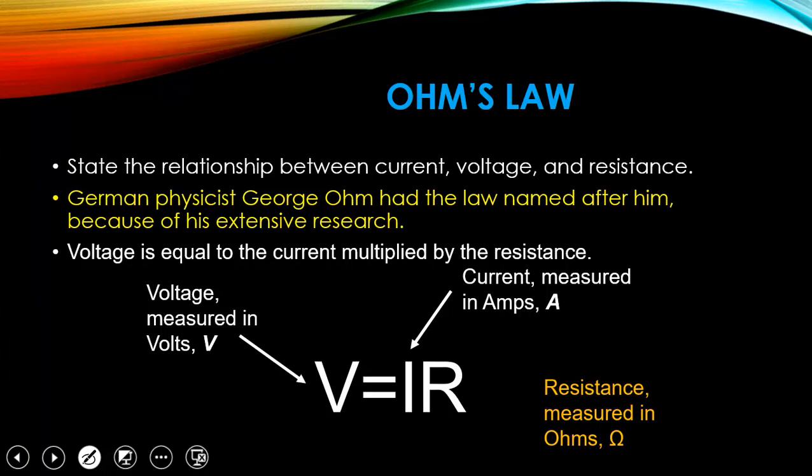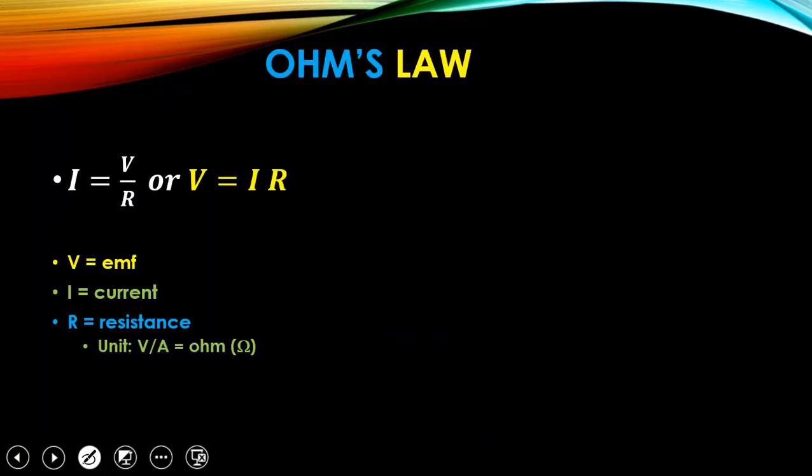The mathematical relation of Ohm's law: V, potential difference, equals I, electric current intensity, multiplied by R, resistance. Resistance is measured in ohms, current is measured in amperes, V is measured in volts. It is the mathematical relation of Ohm's law: V equals IR, or I equals V divided by R. V is the electromotive force or potential difference, I is current, and resistance has the unit volt divided by ampere.